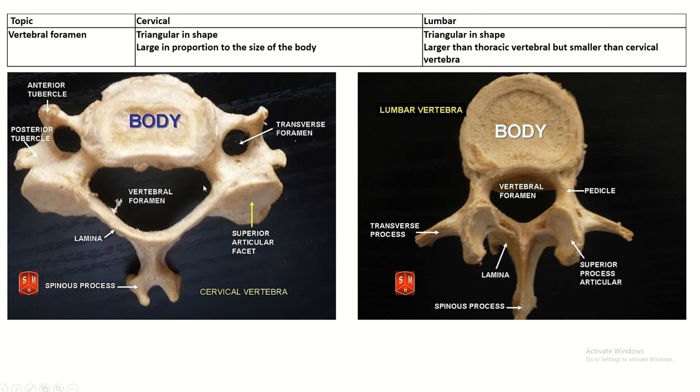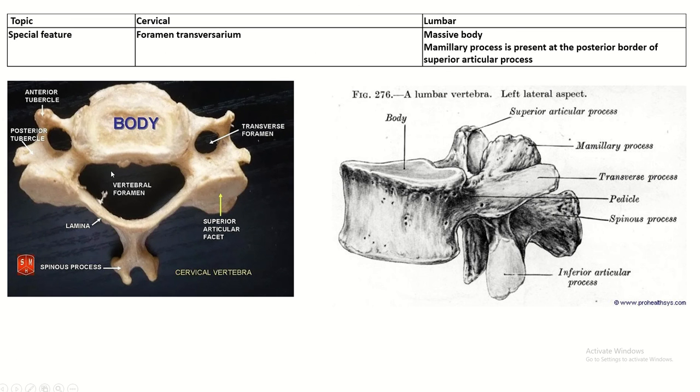This is the vertebral foramen of the cervical vertebra. Shape is triangular and larger in proportion to the size of the body. The vertebral foramen of the lumbar vertebra is also triangular, larger than the thoracic vertebra but smaller than the cervical vertebra.